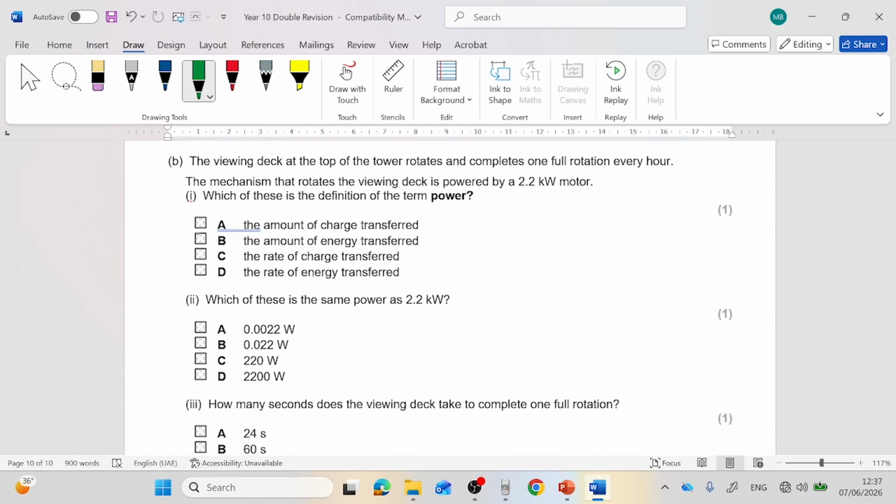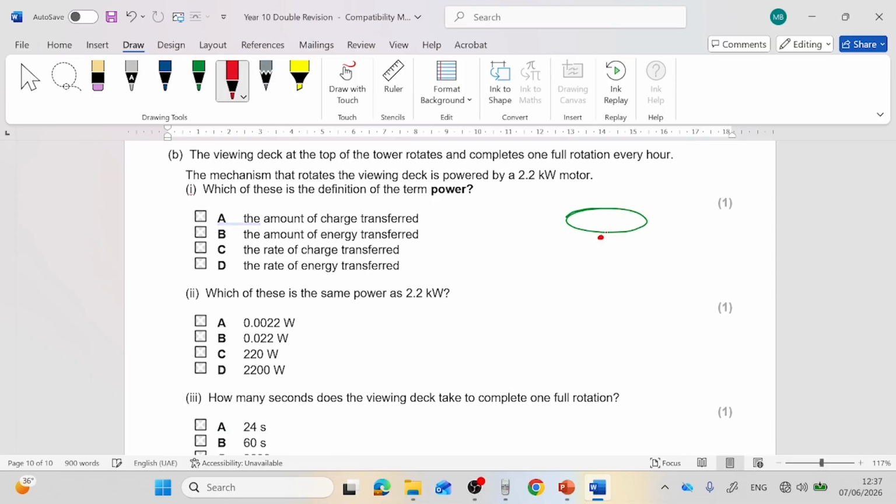For question B, the viewing deck at the top of the tower rotates and completes one full rotation every hour. So this is a rotating surface. If it starts from here, it will keep rotating, and when it returns back to the same viewing point, it will take 1 hour. This is called the periodic time. Periodic time is the time taken by the object to complete one full rotation.